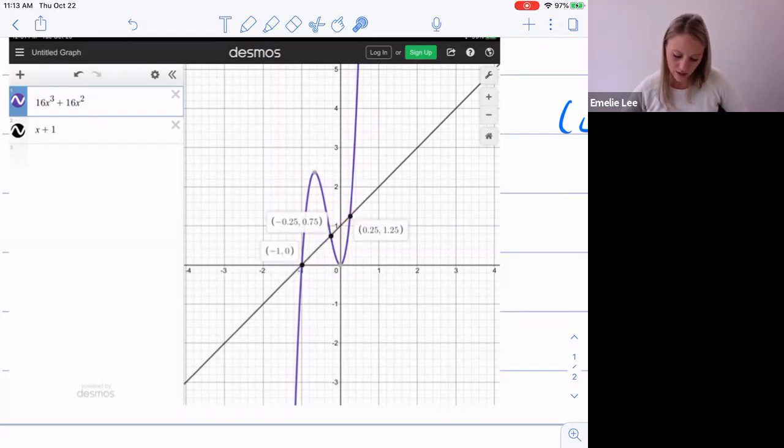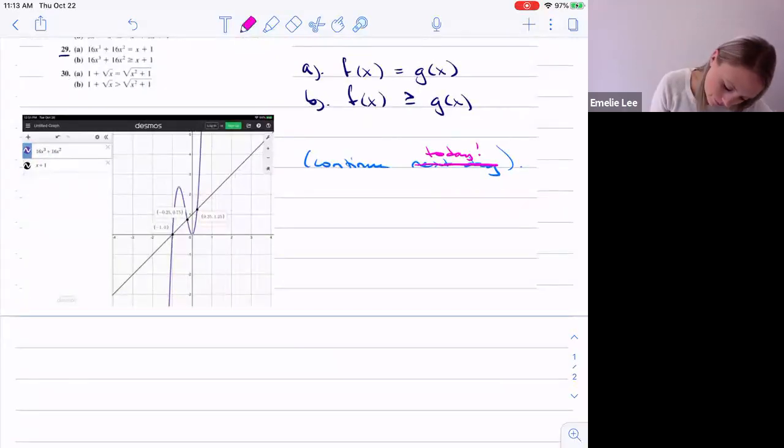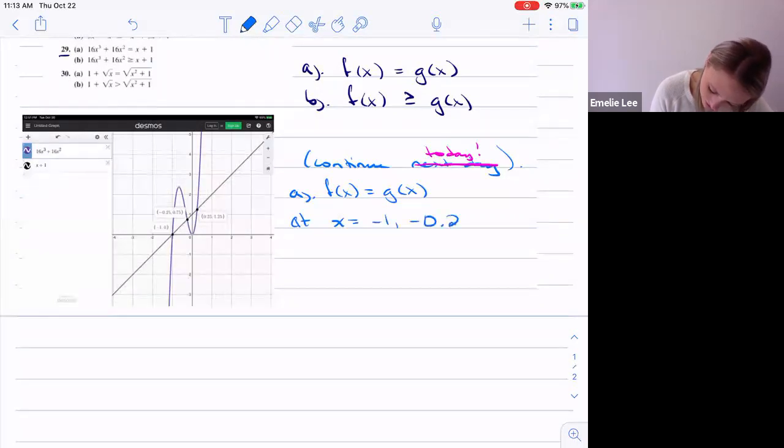At x equals -1, y is 0 for both of these functions. At x equals -0.25, y is 0.75 for both of these functions. At x equals 0.25, y is 1.25 for both of these functions. So that's where they're equal to each other. So I'm going to put that on here. So here, this is from today, I'll say f of x is equal to g of x at x equals -1, -0.25, and 0.25. Okay.